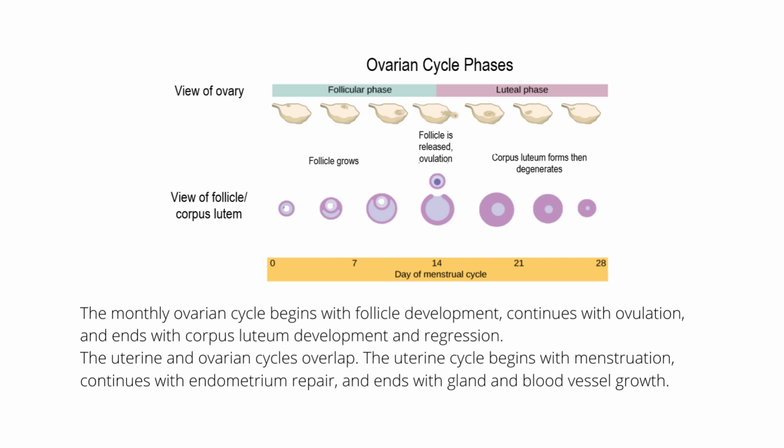The uterine cycle takes place simultaneously with the ovarian cycle. The uterine cycle begins with menstruation during the menstrual phase, continues with repair of the endometrium during the proliferative phase, and ends with the growth of glands and blood vessels during the secretory phase.